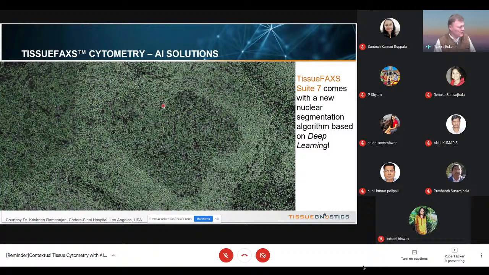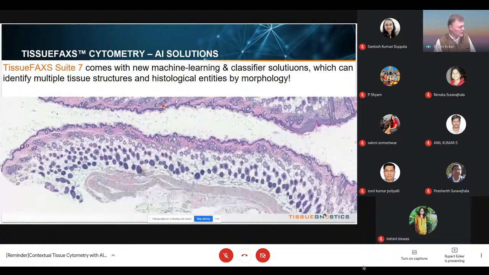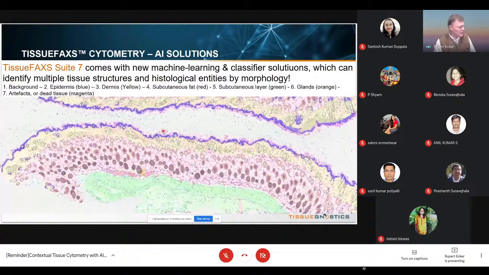With this deep learning algorithm, we can obtain a really impressive result in the automated acquisition. Machine learning or classification is often used to identify certain histological structures, like here in this skin section. Seven classes are defined, including the epidermis, the dermis, or the subcutaneous fat. And based on this classification, further cellular analysis, as I have shown before, can be obtained.